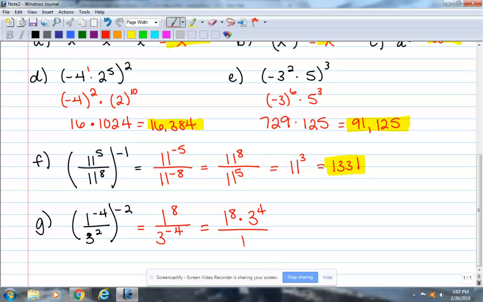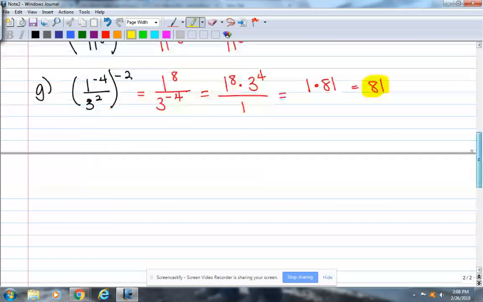What's 1 to the 8th power? 1 times itself 8 times. 1. Yeah, 1 to any power is going to be 1. And what's 3 to the 4th power? 3 times 3, 9 times 9 is 81. I was getting close. You were. And 1 times 81 equals 81. Not so bad. It just takes practice getting comfortable with them.